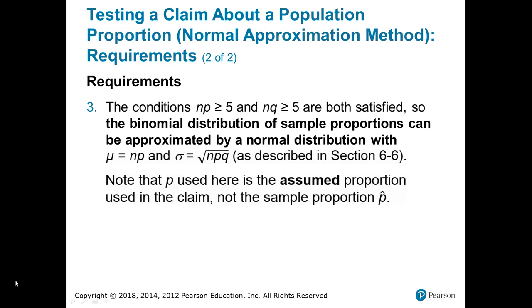The third condition is that n times p must be greater than or equal to 5, and n times q must be greater than or equal to 5, so that the binomial distribution of sample proportions can be approximated using the normal distribution as described in Chapter 6, Section 6.